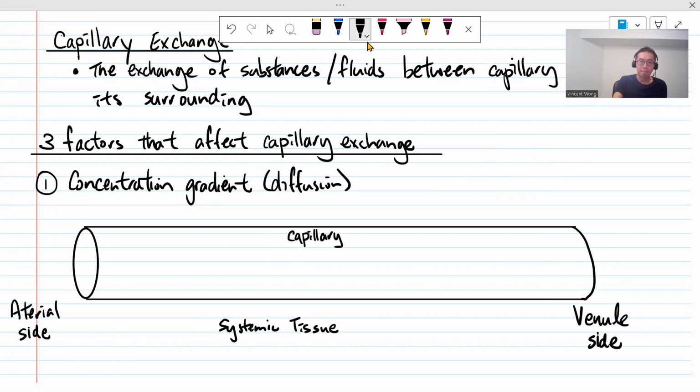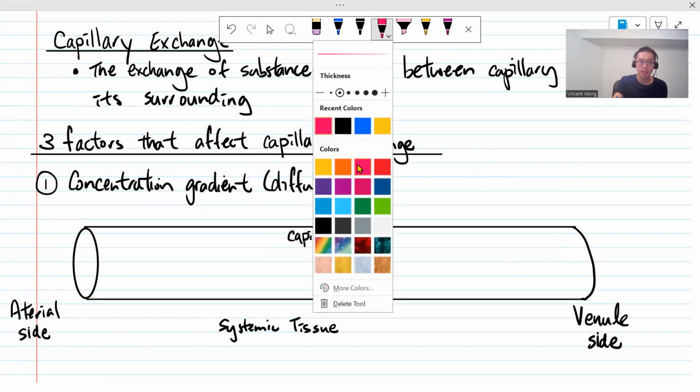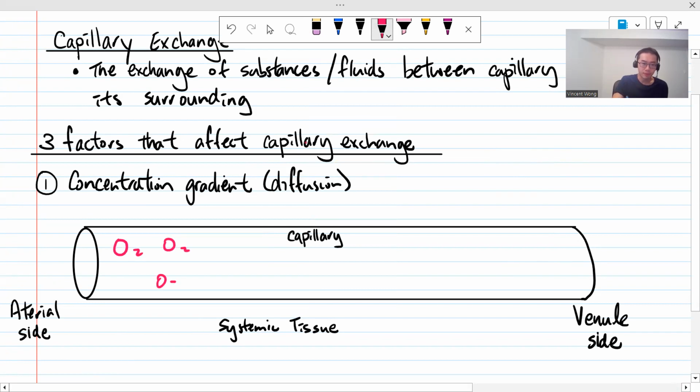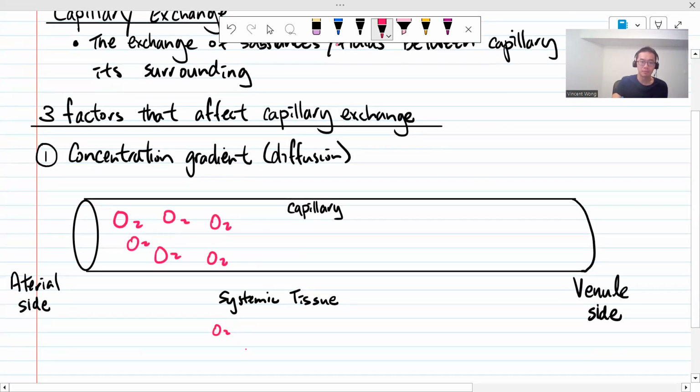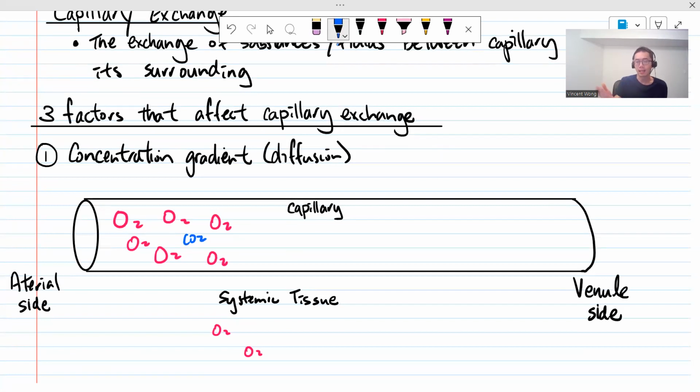So, concentration gradient. This is the systemic tissue. So we're going to have high oxygen content blood coming in, and I'm just going to put a bunch of O2s here. Right? This is fresh from the aorta, has a lot of oxygen in it. Okay. Systemic tissue, not so much. Okay, it might have some. Okay. Carbon dioxide very low. It's not like zero. There's still some. Systemic tissue would have a lot of carbon dioxide, right? Because of cellular respiration.